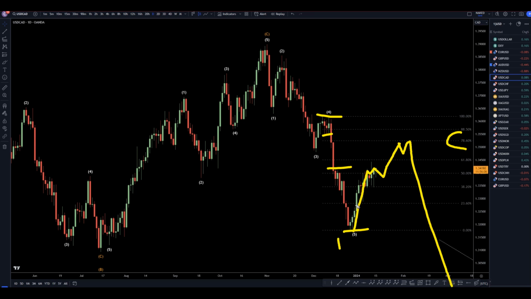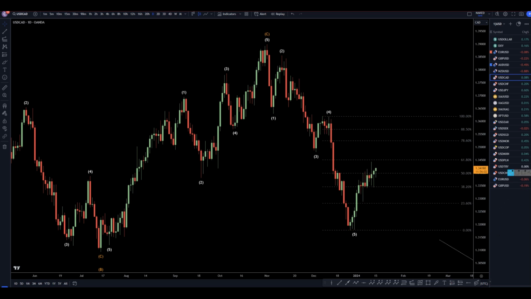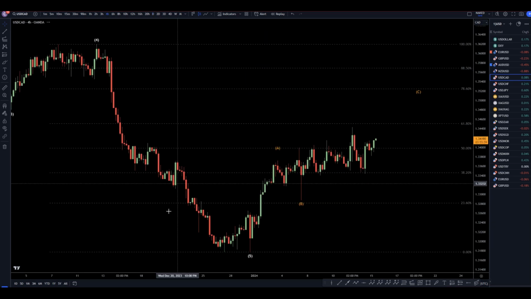Like I said, maybe it's a 1, maybe it's a 2, and then it goes down for a big wave 3. So let's take it down to the 4 hour time frame. On the 4 hour time frame, since there's definitely no reason to think this correction is actually over yet, I would for sure still be looking for longs.